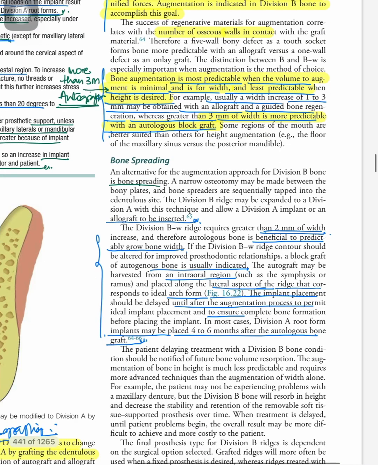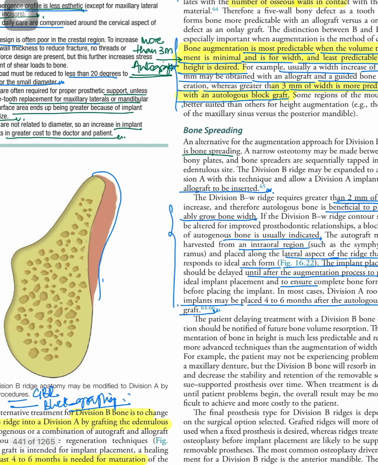So next we are moving to bone spreading. This is also a type of augmentative procedure, but instead of layering your bone with some graft, what you are doing is spreading the bone. You are increasing the width of the bone using bone spreaders. This is an advanced topic which we will discuss when we are discussing regenerative procedures.